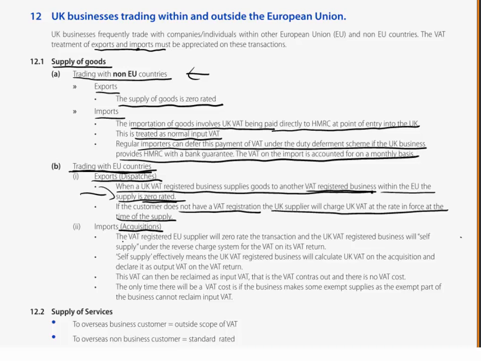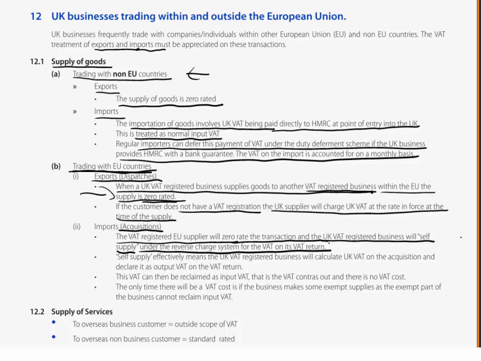So when our VAT registered EU supplier makes a zero rated sale, then the UK VAT registered business will self-supply. It's sometimes referred to as the reverse charge system in relation to the VAT, and we put it on our VAT return.